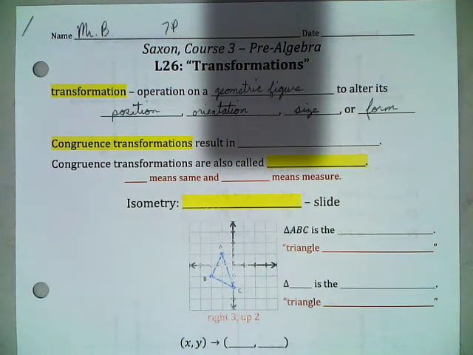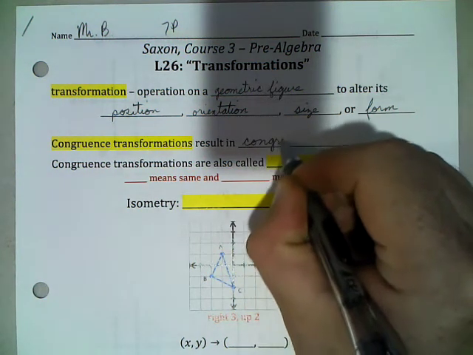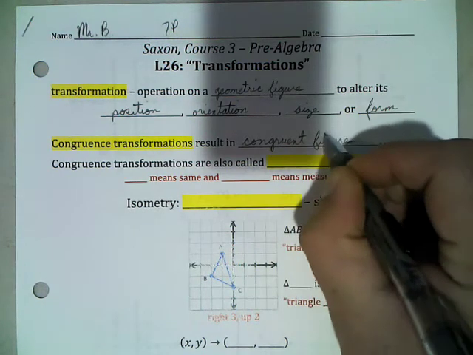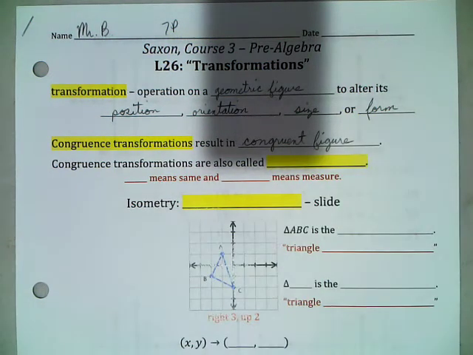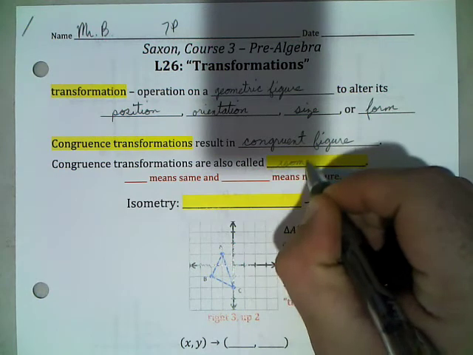Now, congruence transformations are where we usually focus our time when dealing with transformations, because congruence transformations are special because they result in congruent figures. And as we learned about in a previous lesson, congruent figures means that they have the same shape and size. Congruence transformations are also called isometries.